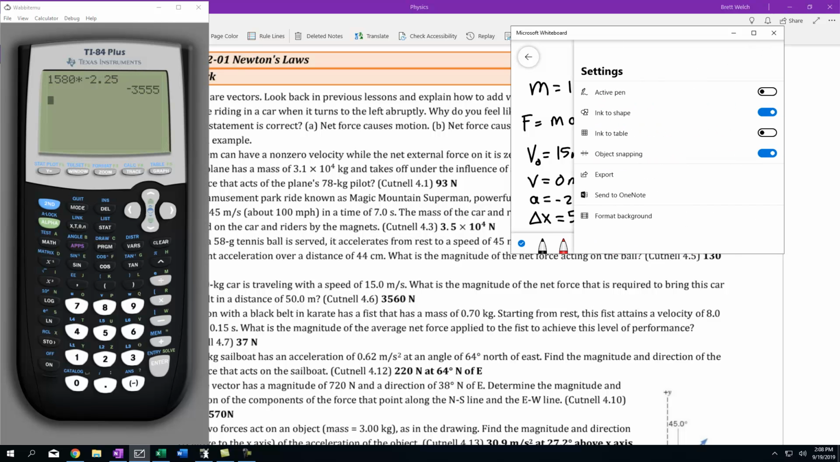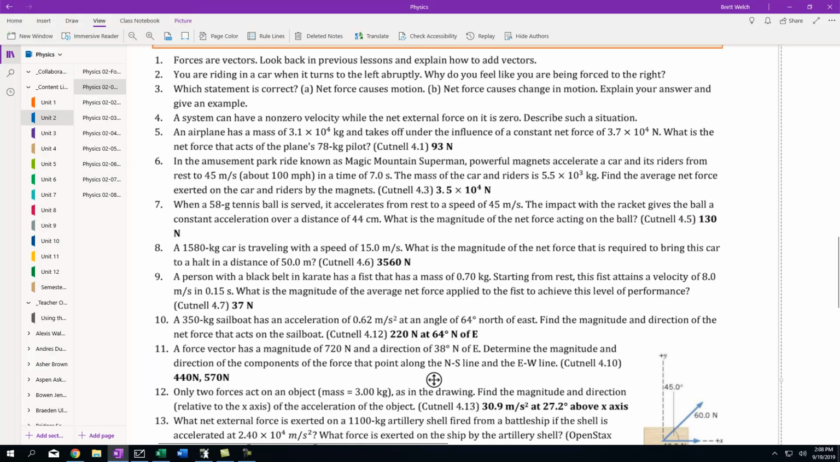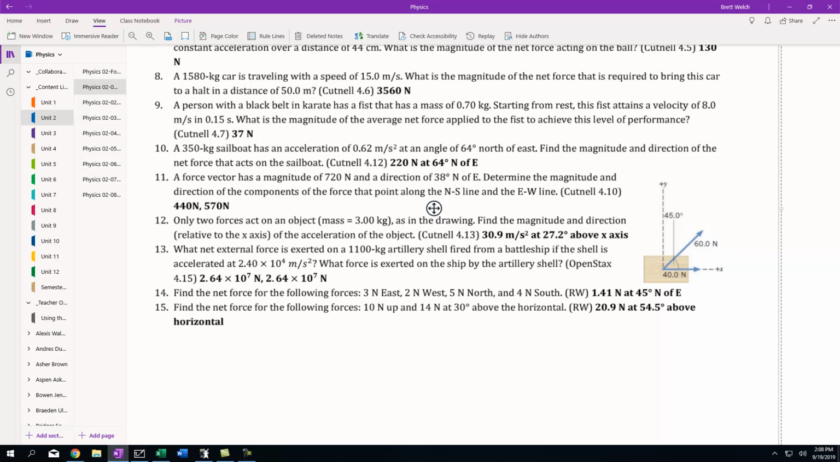Let's start over and find question number 12. Okay. So here in question number 12, let's pull that up. It says only 2 forces acting on an object with a mass of 3 kilograms as in the drawing. That's this drawing over here to the right. And we're going to be asked to find the magnitude and direction relative to the x-axis of the acceleration of the object.